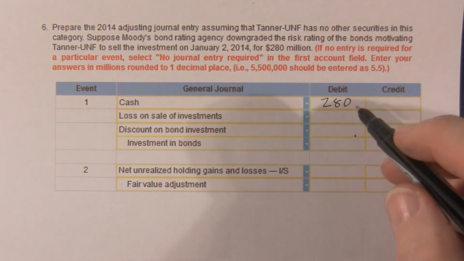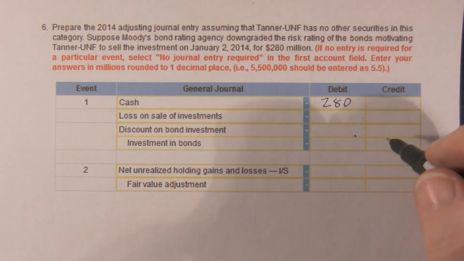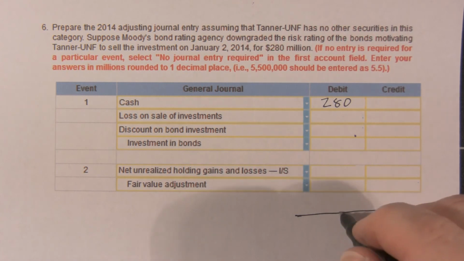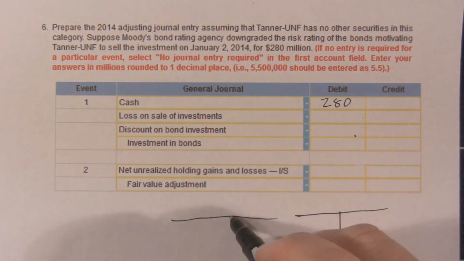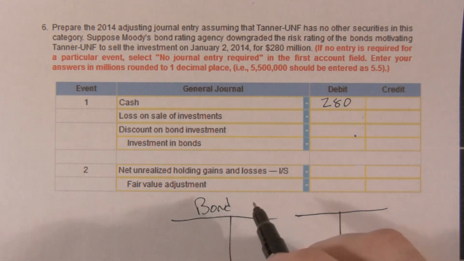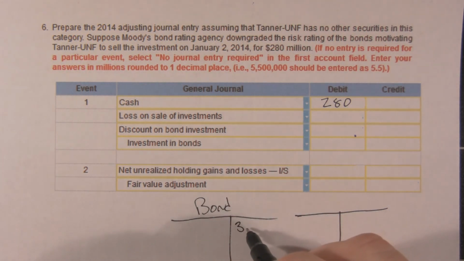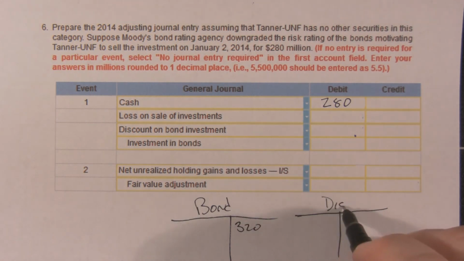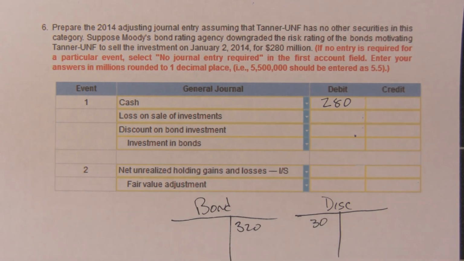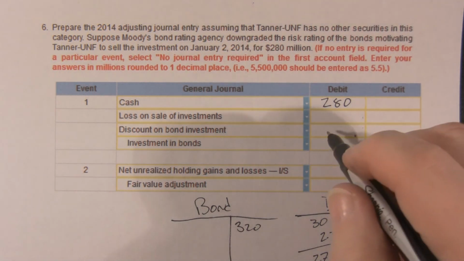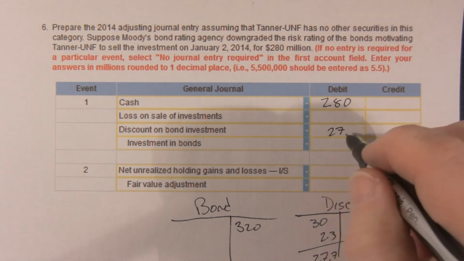Now, we still have some unamortized discount that goes away. Remember, when we originally bought this bond, we had bond, was it 320, I think? And we had a discount of 30. Well, we've used up some of that discount, but not all of it. Okay, so how much of that discount did we use up? We used up 2.3. So in our discount account, we have 27.7 mil still left. So that goes away. The discount on the bond goes away. 27.7.